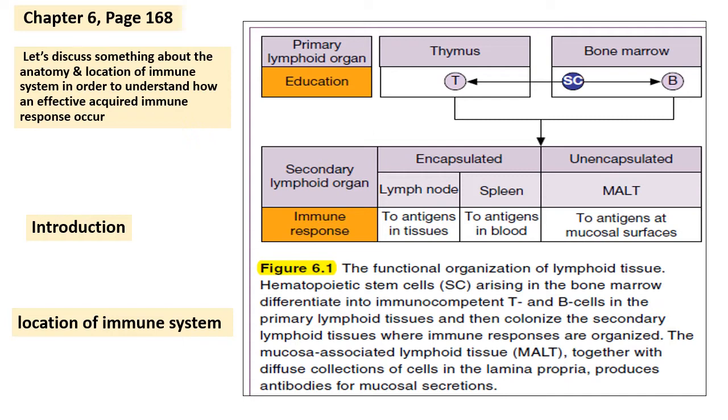Now, any location in the body outside the primary lymphoid tissue is called the periphery. Just keep in mind that any location in the body outside the primary lymphoid tissue is called the periphery. Initiation of the adaptive immune response by lymphocytes occurs in specialized areas of the periphery called secondary lymphoid tissue, namely lymph node and spleen, as we mentioned previously.